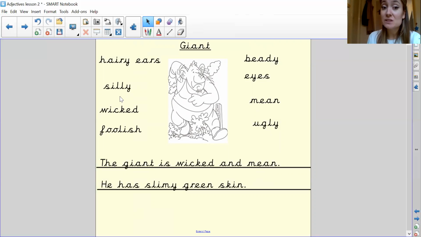And then I've put some of these adjectives into some sentences. So I've put, the giant is wicked and mean. Full stop. New sentence. Just the letter. He has slimy green skin. Full stop.